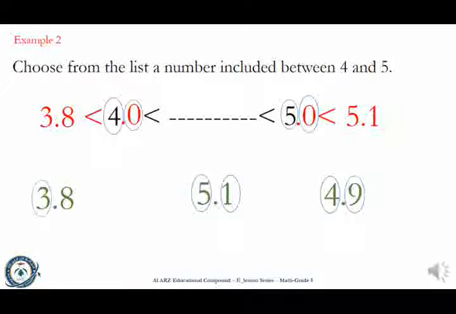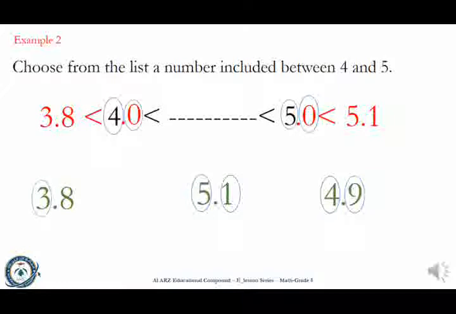Now, the next number is 5.1. Can 5.1 be included between 4.0 and 5.0? No, because the whole part is 5, which is more than 4. But is it less than 5.0? We should compare the decimal parts here. 1 is greater than 0, so the number is greater than 5.0, not included between 4 and 5.